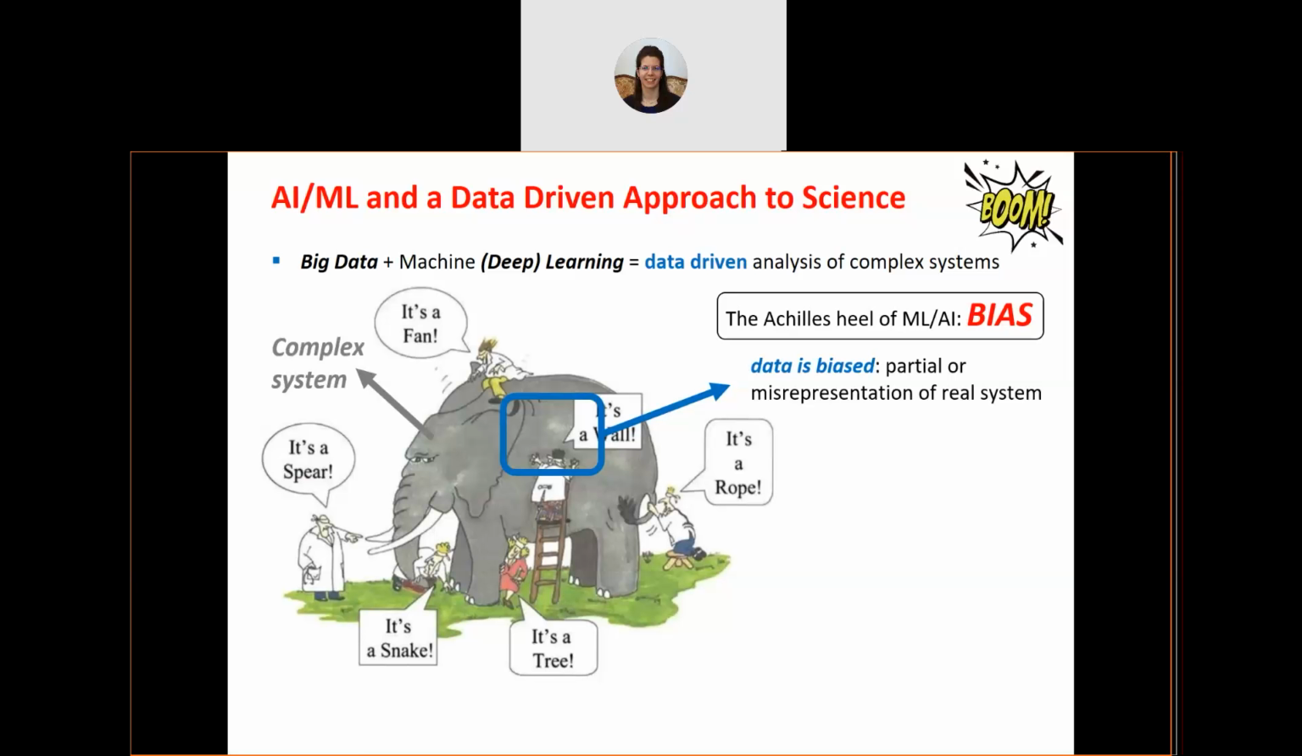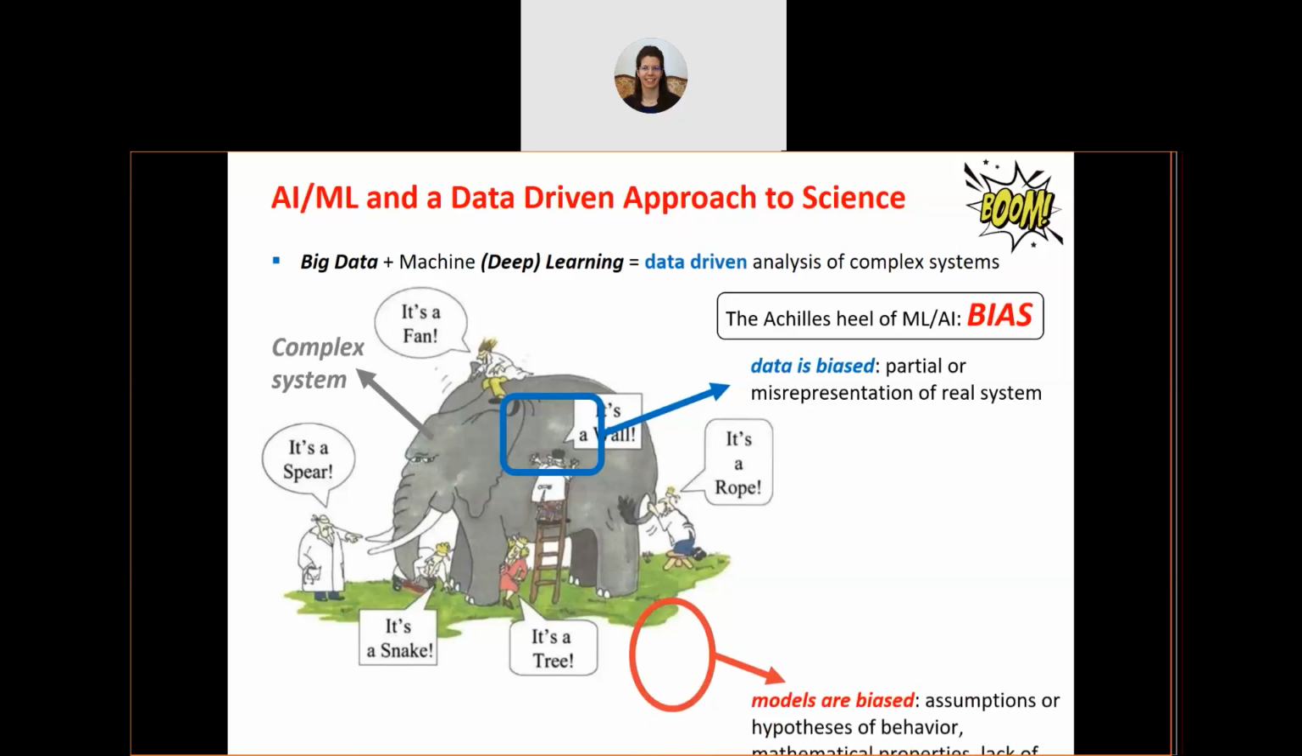What does it mean that it's biased? It means that the data we have describing a complex system can be partial, can be showing just a small part of the reality of the complex system, or could be modified for some reason, even by some problems, or could be intentionally modified, such that the data itself is not really reflecting the reality of the problem.